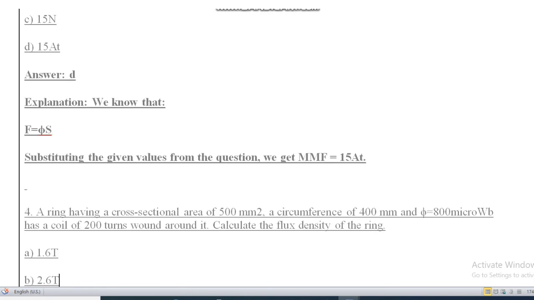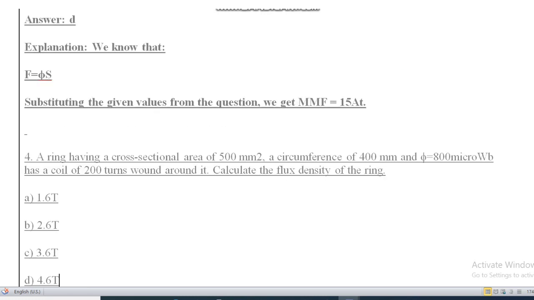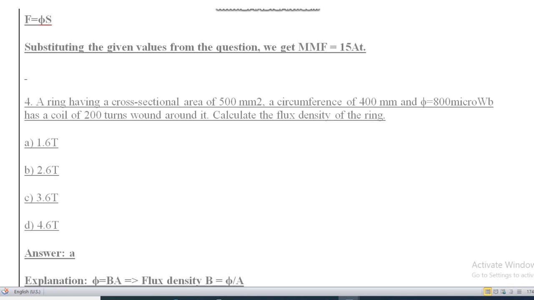Then question number 4 is a ring having a cross-sectional area of 500 mm square, a circumference of 400 mm, and theta is equal to 800 microweber, and has a coil of 200 turns wound around it. Calculate flux density, and flux density is 1.6 T.